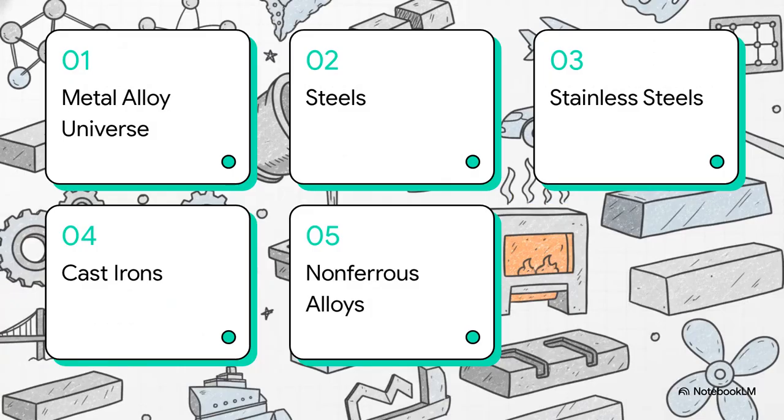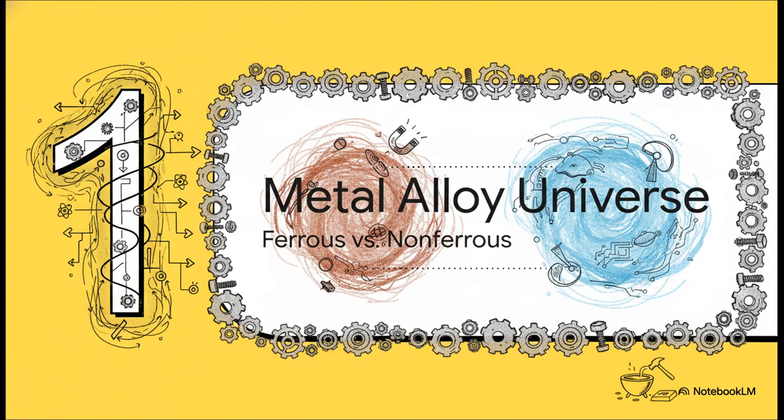So we're going to use this taxonomic tree as our roadmap today. We'll quickly cover the metal alloy universe, then steels, stainless steels, cast irons, and finally we'll wrap up with non-ferrous alloys. Okay, Section 1. The metal alloy universe.